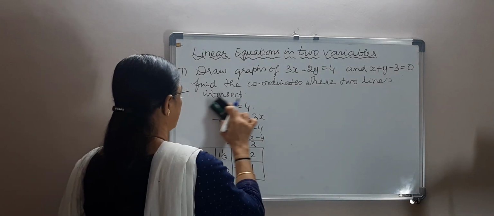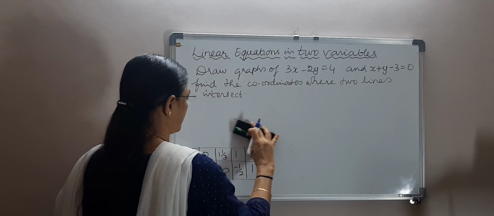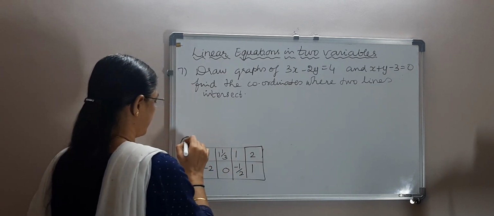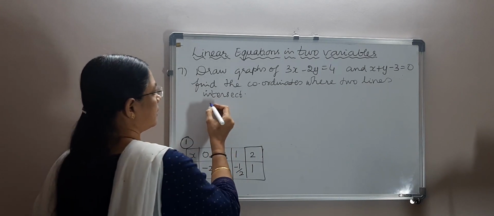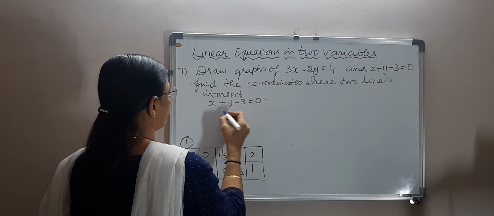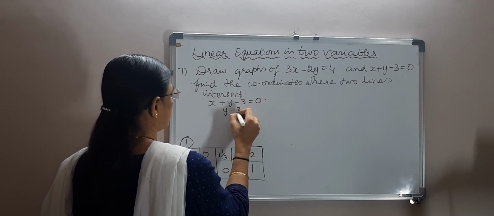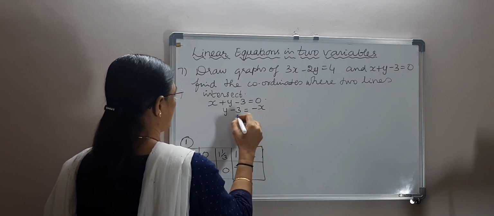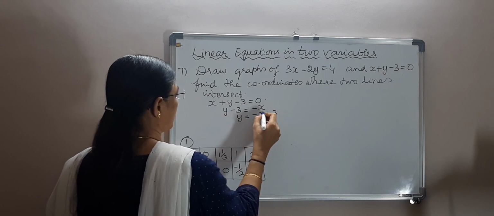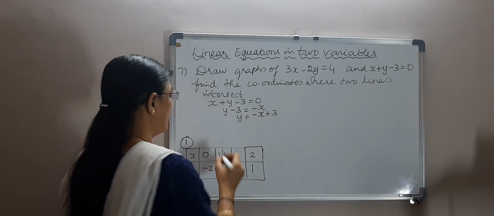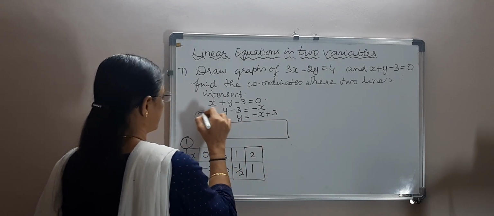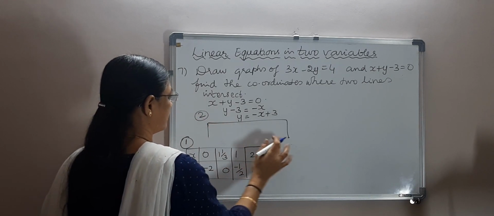So the first equation is over, so I'll rub this. I'll do the second one. This is for the first line. We have done for the first line. Then for the second line, x plus y minus 3 is equal to 0. y minus 3 is equal to minus x, or y is equal to minus x plus 3. Okay, so this is the equation, and we draw the tabular column for the second line. So this is for the second line.